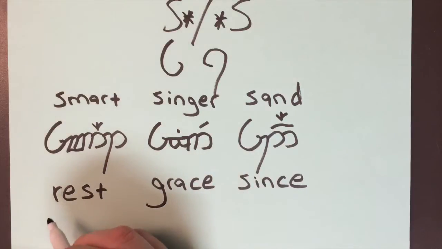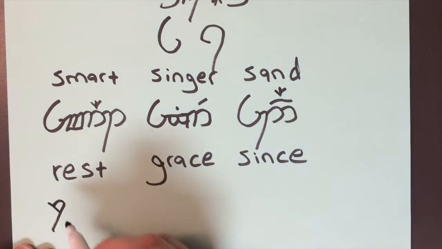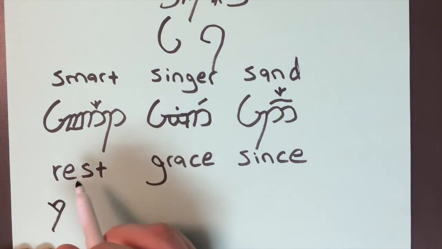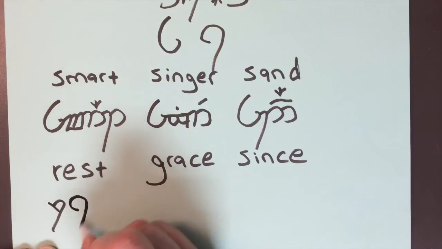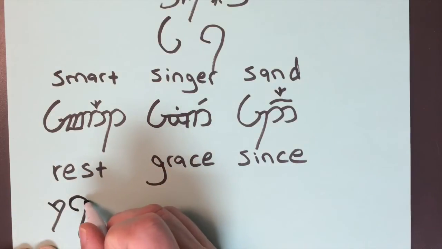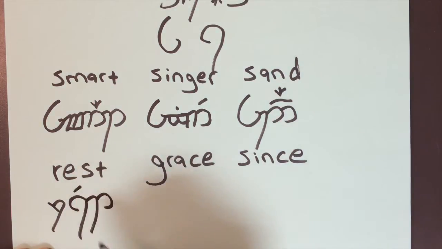So let's start with rest. This R comes before a vowel, so we're going to do this R. Then to finish this out, we're going to use the second S because there's letters in front of it, especially a vowel. So we're going to draw that, then do a T, come back and put our E on, and that's rest.